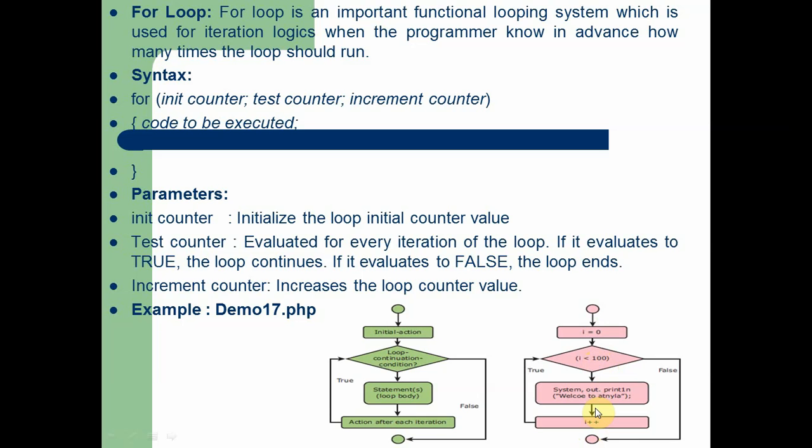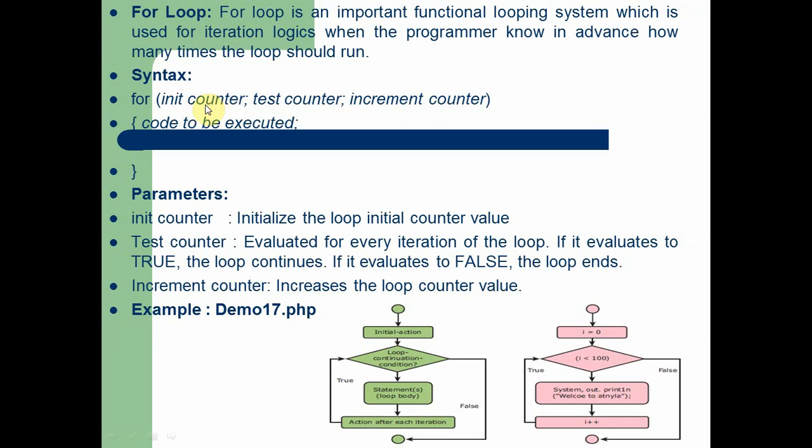So in each and every loop there should be an initialize counter, a test counter, and an increment or decrement counter. Initialize counter, test counter and increment counter are the essential parts of all loops. In a for loop they are arranged in this structure.